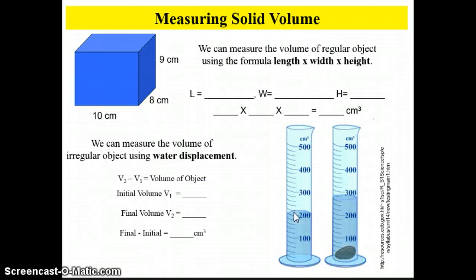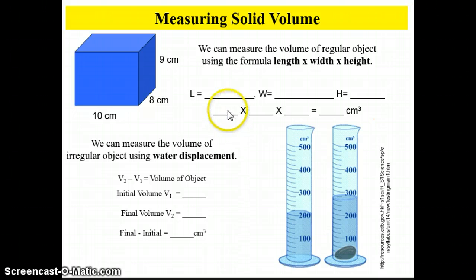Okay, measuring volume of a solid. When we measure a volume of a solid, we can use the formula length times width times height, anytime that it is a rectangular prism, like this one, a 3-dimensional figure. On this figure, the length is 8 centimeters. The width is 10 centimeters, and the height is 9 centimeters.